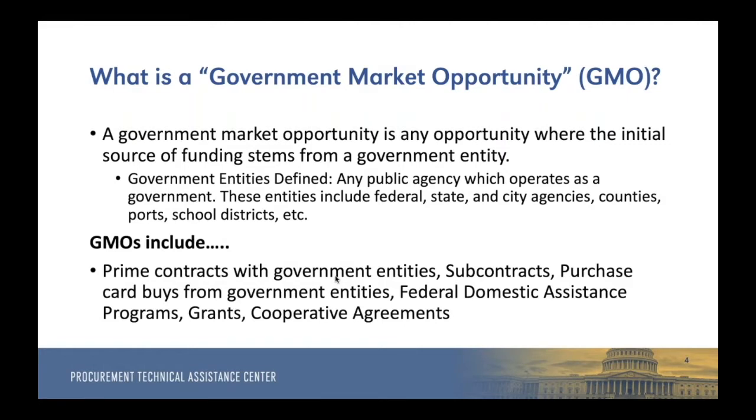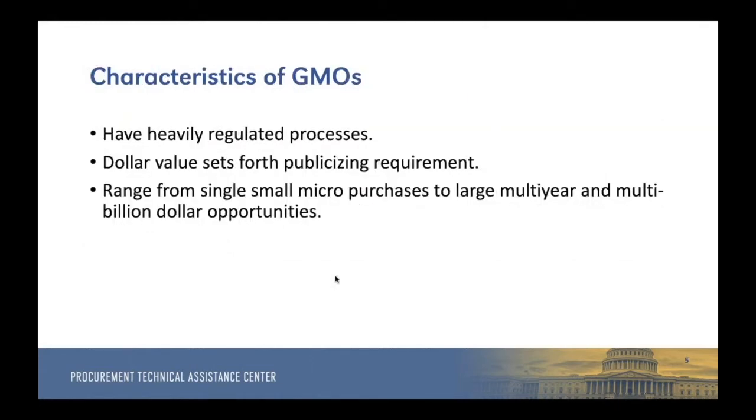Within GMOs, it includes a lot of different things, not just open contracts that you can bid on, but also subcontracts, purchase card purchases, federal domestic assistance programs, grants, and cooperative agreements. It's important to know that there are multiple different things out here. So maybe if government prime contracting is not the right route for you, there are a lot of other options for you to go to. And we're going to be taking a look at how to look at these things today and define it for your business.